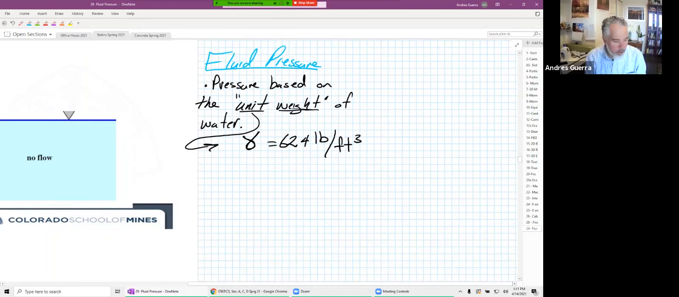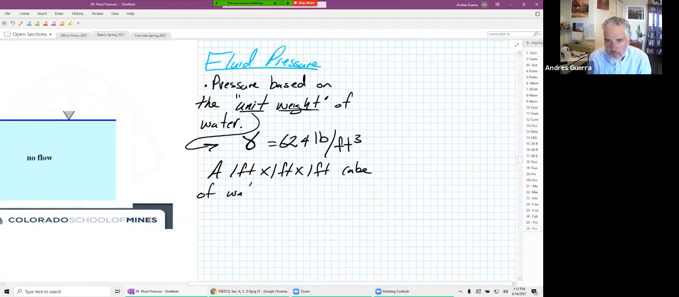62.4 pounds per cubic foot. And so what that's saying is that a 1 foot by 1 foot by 1 foot cube of water has a weight equal to 62.4 pounds.